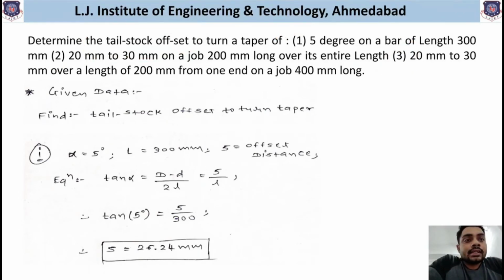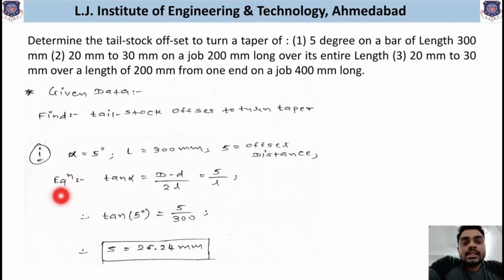condition they have given, that is 5 degree on a bar of length 300 mm. We need to find the tailstock offset required if we want to obtain a 5 degree taper on a bar of length 300 mm. That means you can see over here alpha is 5 degree, length is 300 mm, and we need to find S, that is nothing but the offset distance.